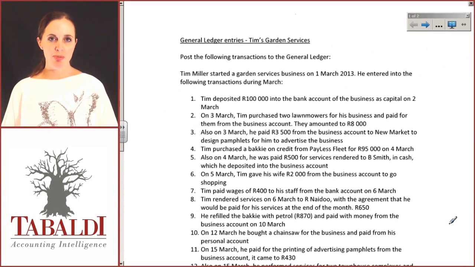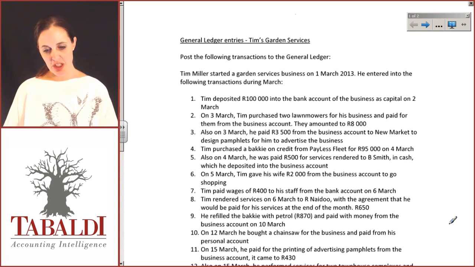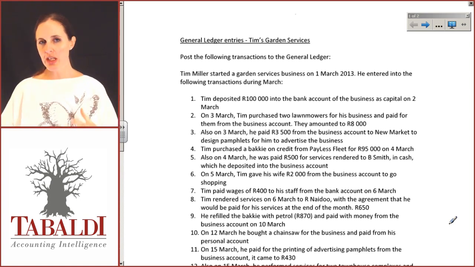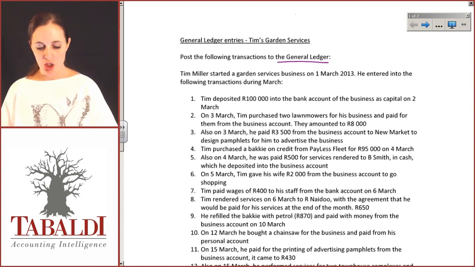Now that we've taken a look at posting transactions to the general ledger, let's take a look at the example that we did on Tim's garden service. We looked at the effect on the accounting equation. Now let's take a look at what it would actually look like in business when we recorded this and posted it to the general ledger.